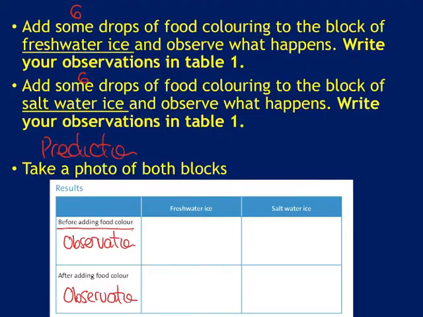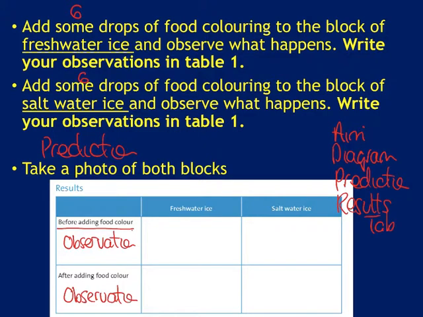Okay, so your write-up is going to have an aim. It is going to have a diagram. For day 2, it's going to have a prediction. It is going to have your results table. And it is going to have your photo of your 2 ice blocks. And I suggest you do that sooner rather than later. Okay, so as long as this is all done by midnight on Sunday, so I can have a quick look through and you'll have an idea so that when we do our next activity, it'll all make sense. Okay, thank you so much.